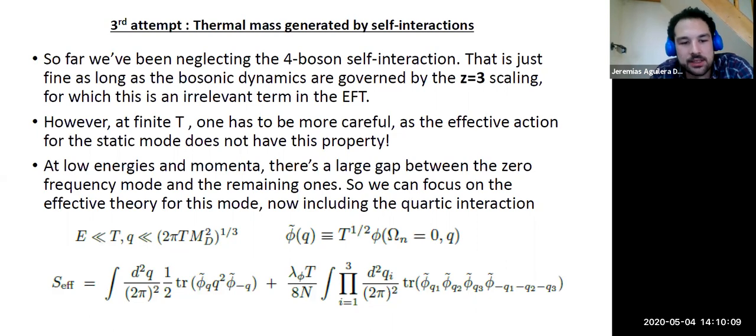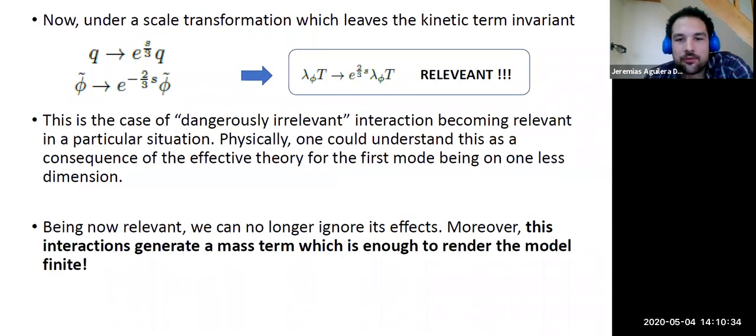Just a comment about this. If we had considered all the frequencies here and the quartic interaction for all the frequencies, the result would be exactly the same as here. So I'm just including this interpretation here for simplicity, but actually it's pretty accurate. The first thing that one can check is that by a similar scale transformation, which leaves the kinetic term invariant, now there is an effective coupling which is relevant.